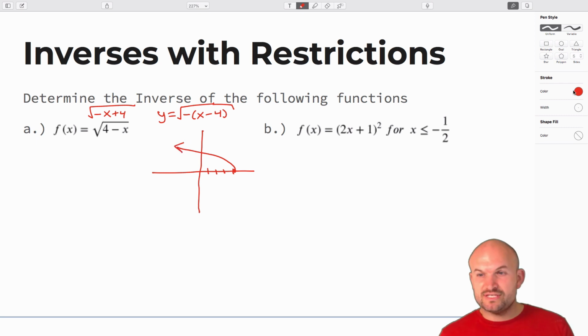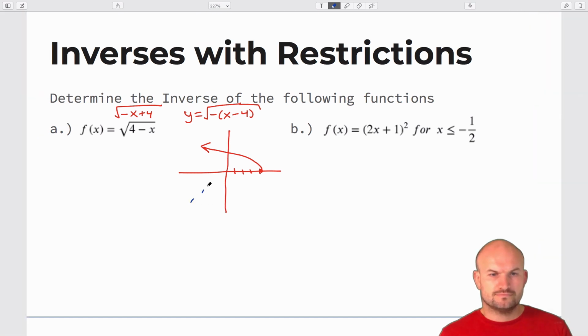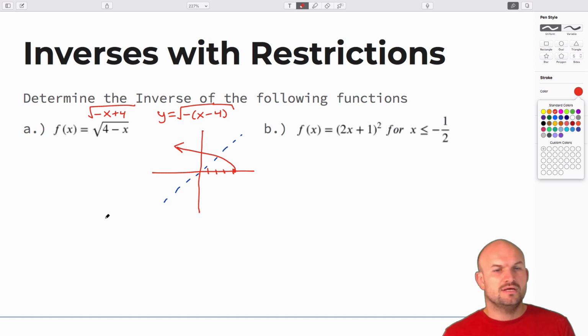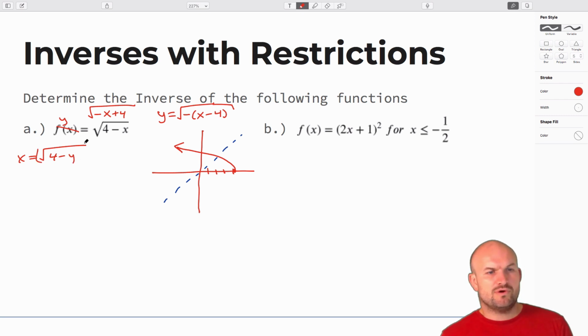Okay, now we know what this graph looks like. When this graph has an inverse, it's going to be reflected about the line y equals x. So now let's figure out what exactly this inverse is that we are working with. We'll replace f of x with y, and swap the x and y. So we have x is equal to the square root of 4 minus y. We're going to square both sides. That leaves us with x squared is equal to 4 minus y.